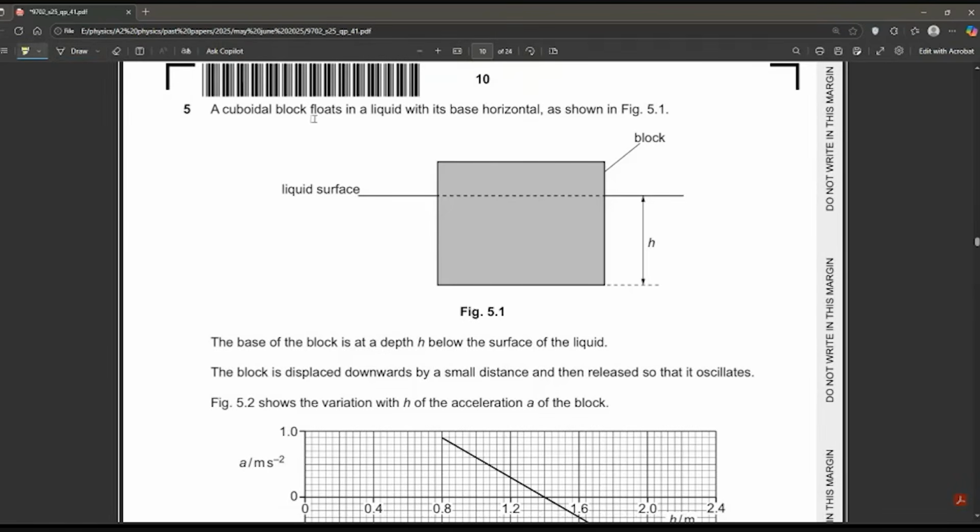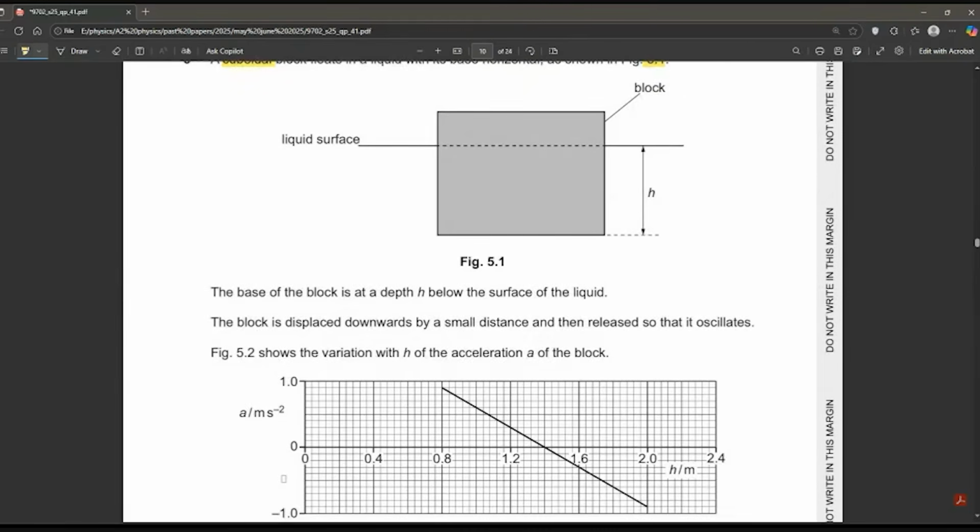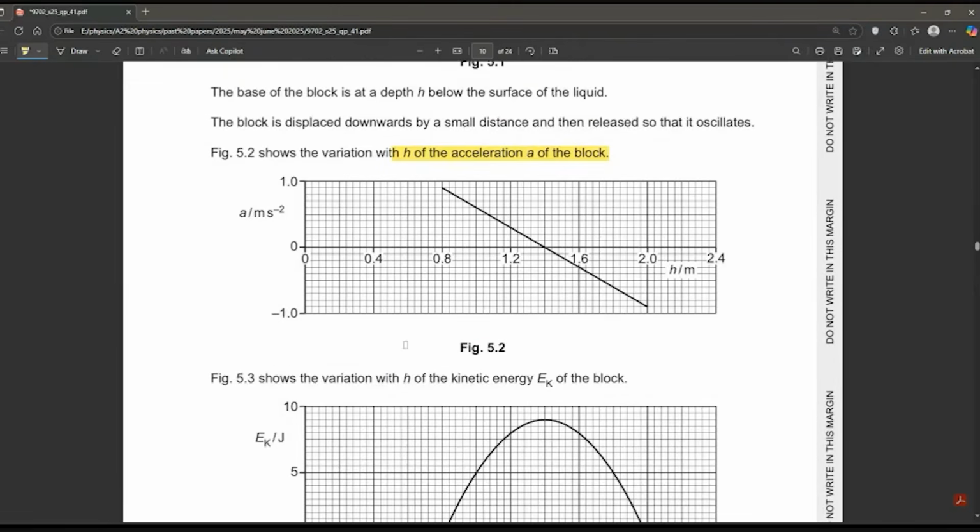A cuboidal block floats in a liquid with its base horizontal as shown in figure 5. The base of the block is at a depth h below the surface of the liquid. The block is displaced downwards by a small distance and then released so that it oscillates. Figure 5.2 shows the variation with h of the acceleration. Acceleration versus h graph is given.